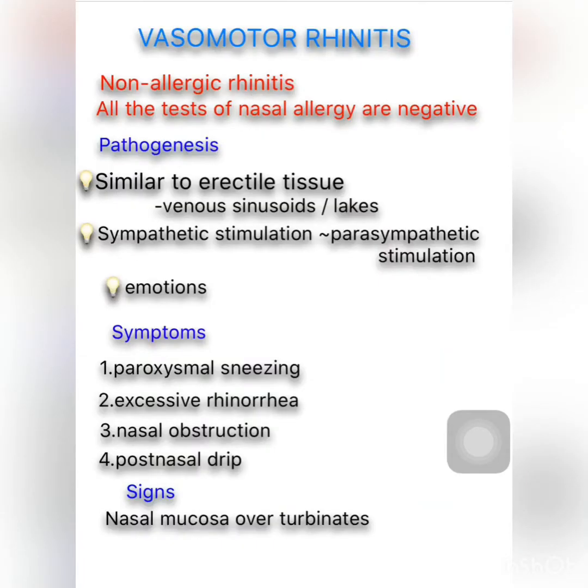Good day, guys. Here we are going to talk about vasomotor rhinitis. It is a non-allergic rhinitis. But how do we say it is a non-allergic rhinitis? Because all the tests of nasal allergy are negative.